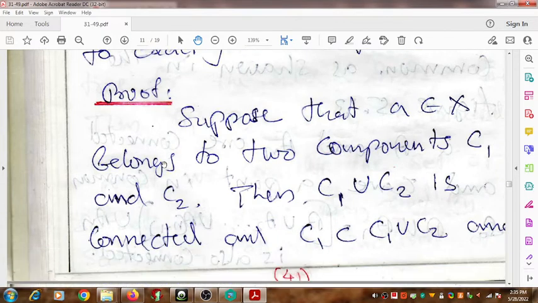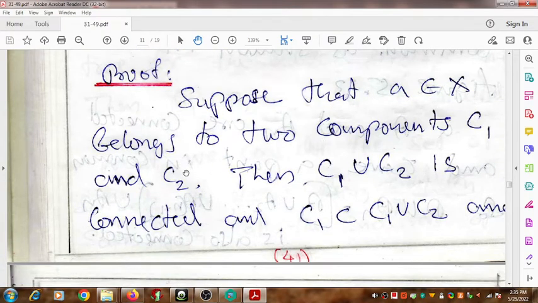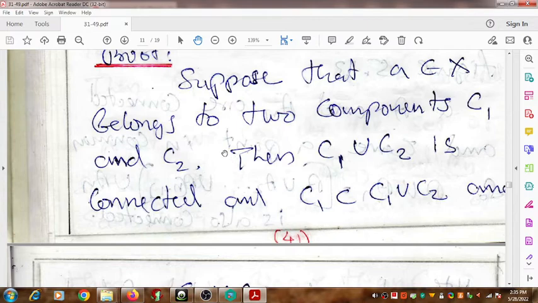How can we prove this? Suppose we choose a point A of X, and suppose it belongs to two different components, say C1 and C2, of the same space X. Since they are components, C1 and C2 are each connected. But A is a common point shared by C1 and C2.